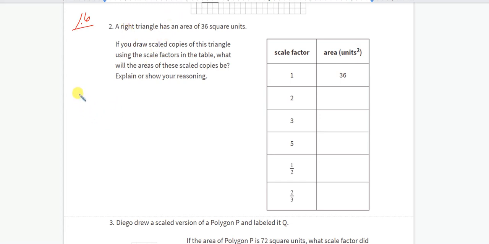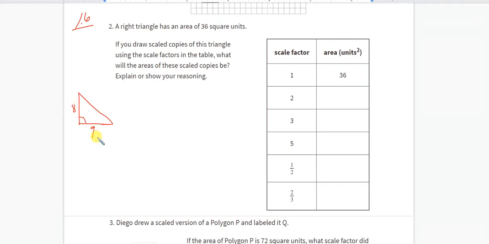I'm just going to sketch one over here. Here's a little right triangle. And I want this right triangle to have 36 square units. Well, that means I need to have 72. What is a times fact that has 72? 8 times 9, right? So let's make this 8 by 9.